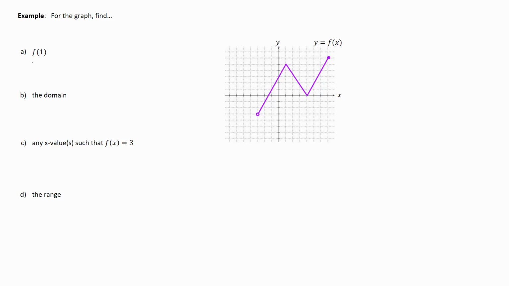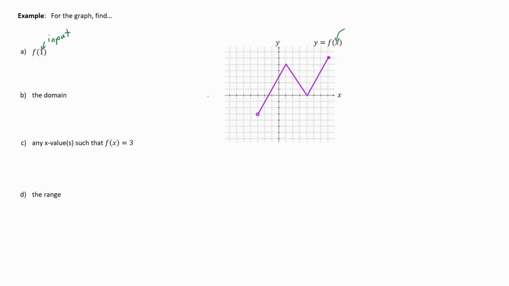So in part A, we're going to find f of 1. Remember, the number that goes right here is your input. It's what you're plugging in for x. X always stands for an input value, right? A generic input value. So what's f of 1? How do you find f of 1?